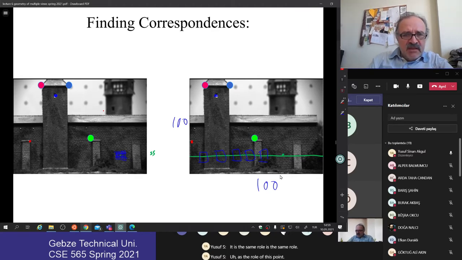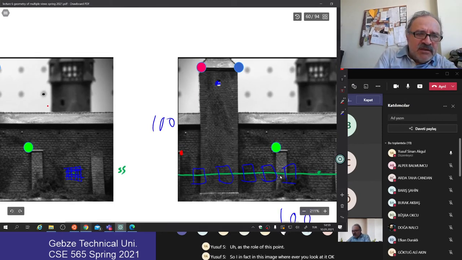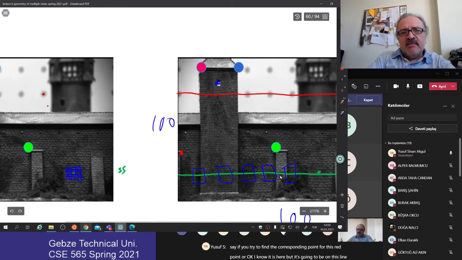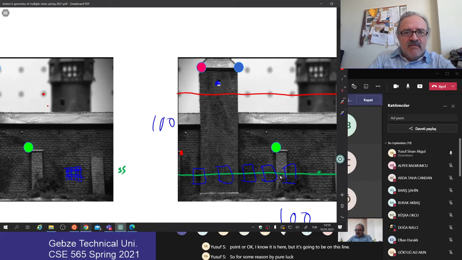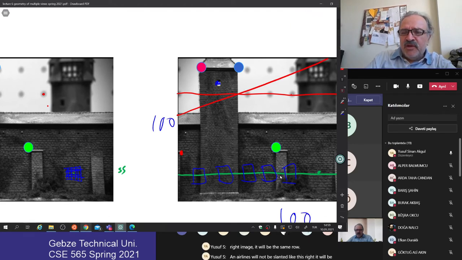So in fact, in this image, wherever you look, let's say you try to find the corresponding point for this red point. I know it is here, but it's going to be on this line. By pure luck, whatever line you are looking for on the right image, it will be the same row, and our lines will not be slanted like this. It will be perfectly horizontal lines. So is this coincidence? No.